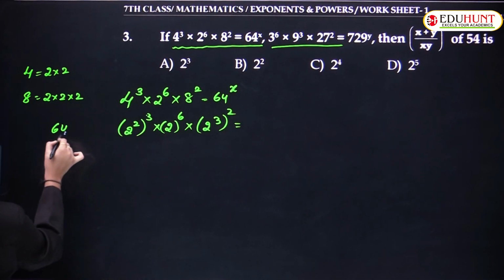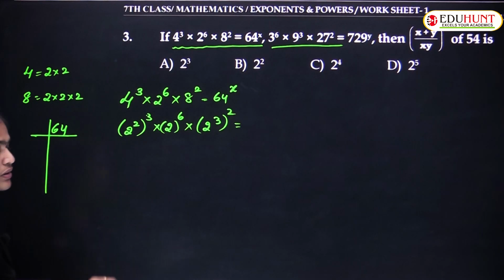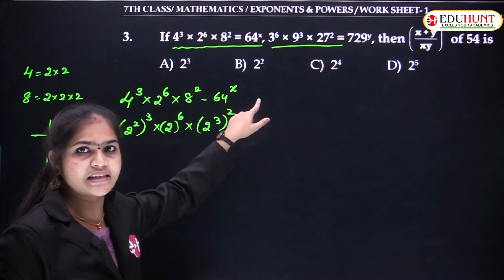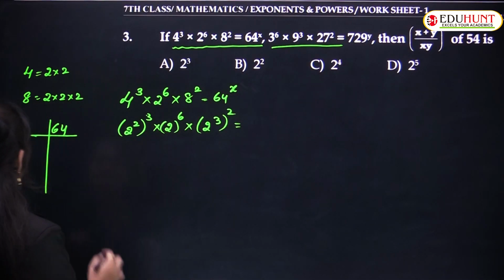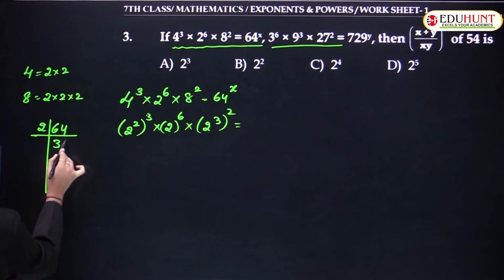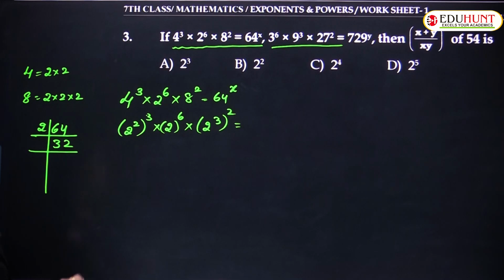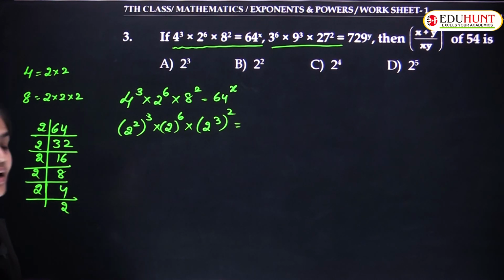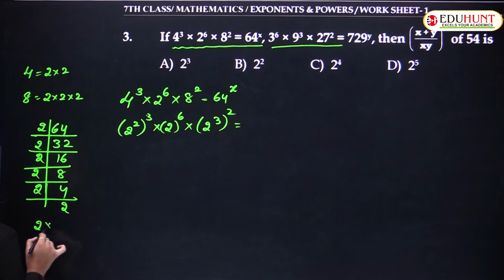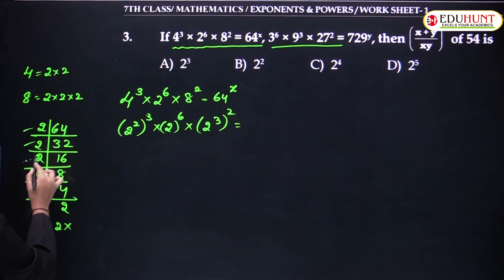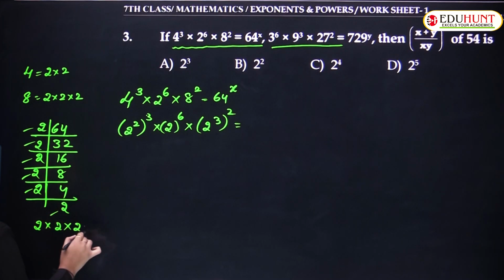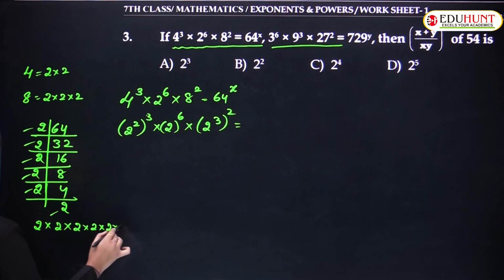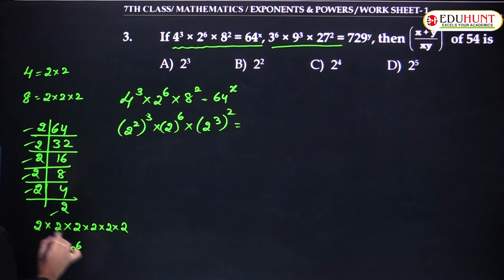64, that is a 2-digit number, no? So if you don't know that this is 2 power 6, okay, no problem. See here. 2 32s are 64. Clear? Next 2 16s are 32. 2 8s are 16. 2 4s are 8. 2 2s are 4. Clear? Now here how many times is 2 repeated? See that 1 2 3 4 5 6. 6 times, which is equals to 2 power 6.